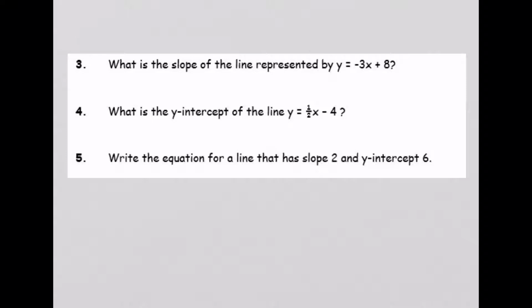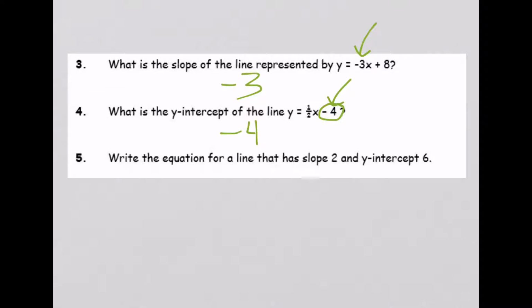Okay. Number 3, what's the slope of the line represented by y equals -3x plus 8? The slope is the number in front of the x. So -3 is the slope of the line. That's how easy that is. What's the y-intercept of this line? Well, it's the b, which is 8 in this case. Include the sign in front with it. That whole thing is the y-intercept.